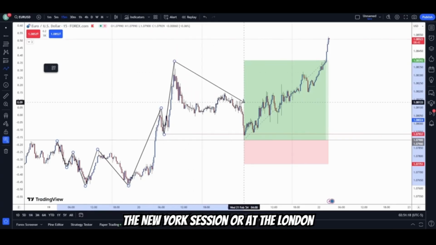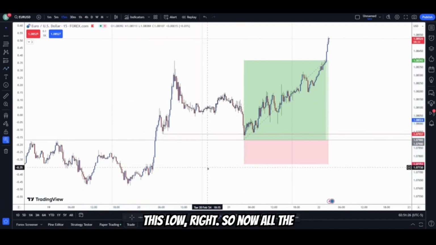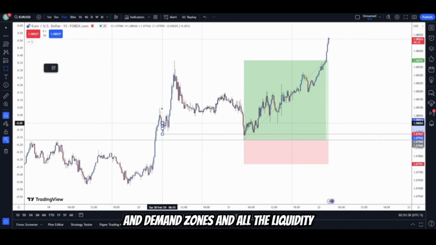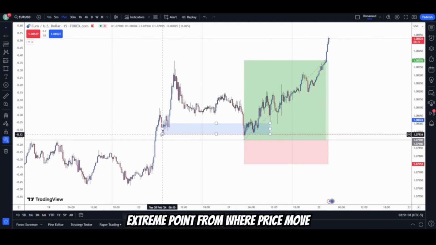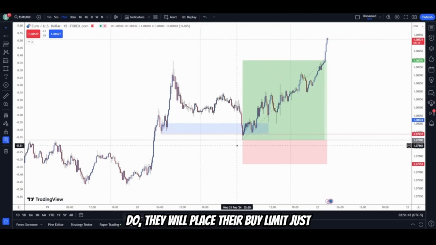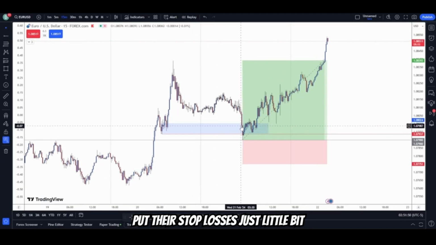And then the market ends over here, and then the Asian session starts. And then right at the London session kill zone, price goes below this low, right? So now all the traders, like those who are trading supply and demand zones and all the liquidity, they will be doing like this, right? Because they can see that this was the extreme point from where price moved towards the upside. So now what they will do, they will place their buy limit just starting off this zone right over here, right? And they will put their stop loss just a little bit below this structure.